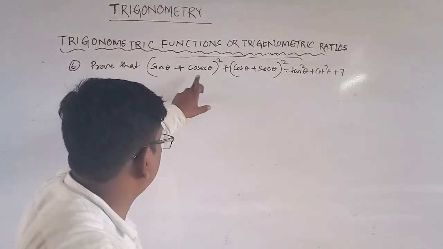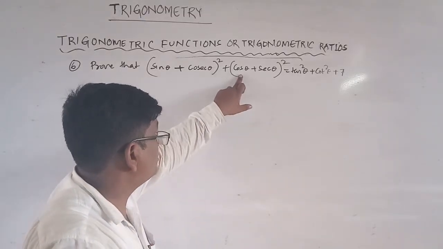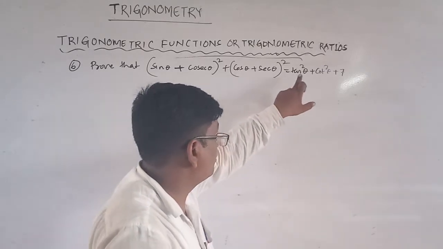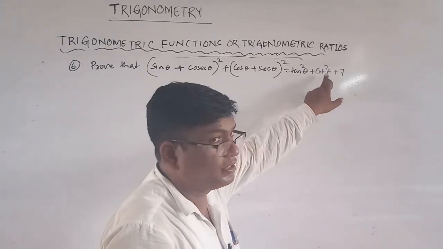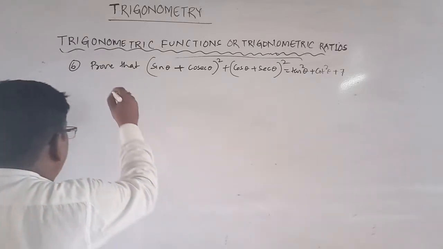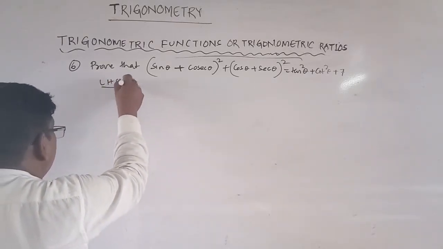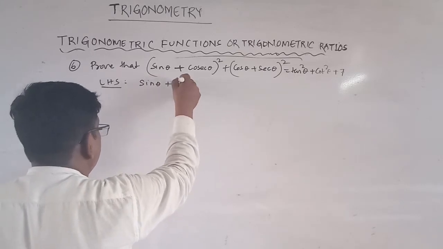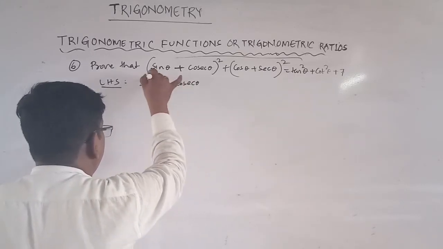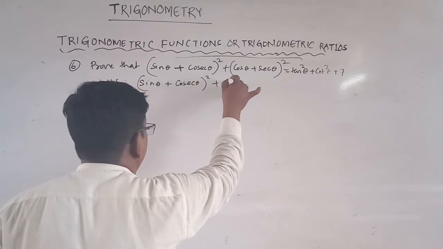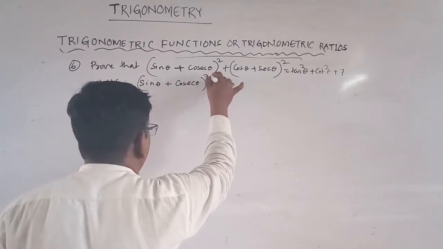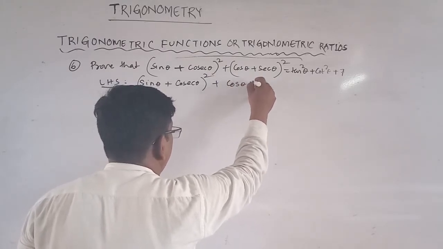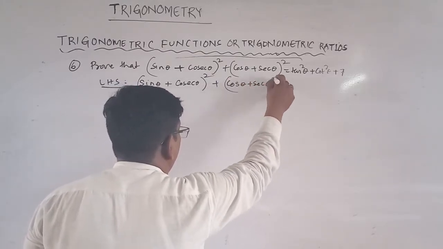Prove that sin theta plus cosec theta whole square plus cos theta plus sec theta whole square is equal to tan square theta plus cot square theta plus 7. So left hand side: sin theta plus cosec theta whole square plus cos theta plus sec theta whole square.